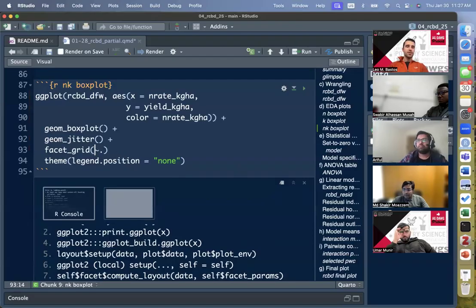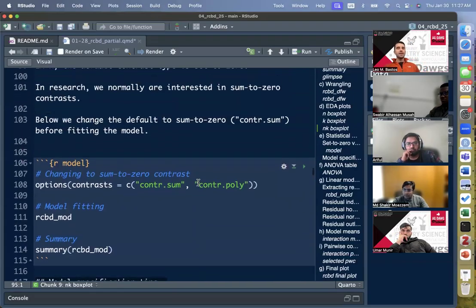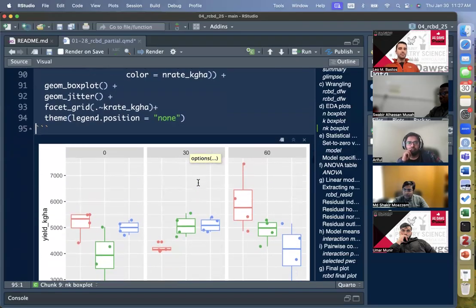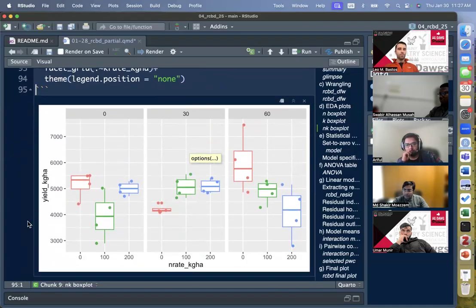All right, so I'm just going to come back here to what it was before. So we had a dot tilde potassium rate, right? All right, so now that we made that plot, interesting, right? Now it's kind of a different story than looking at just potassium alone or just nitrogen alone. It seems like there's something going on here, right?